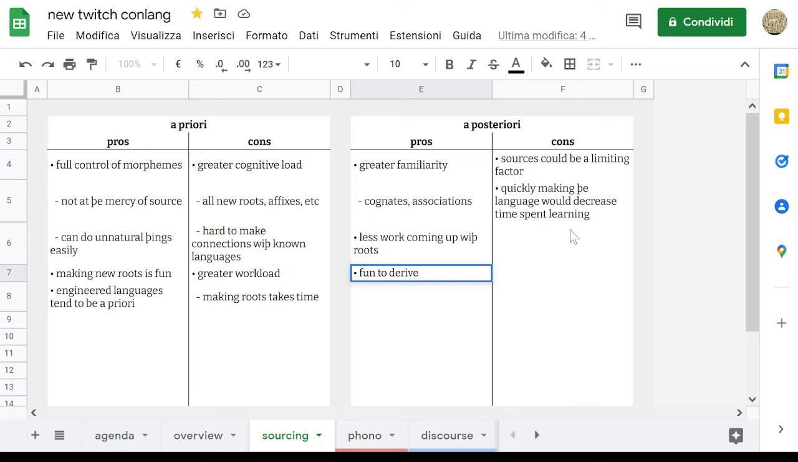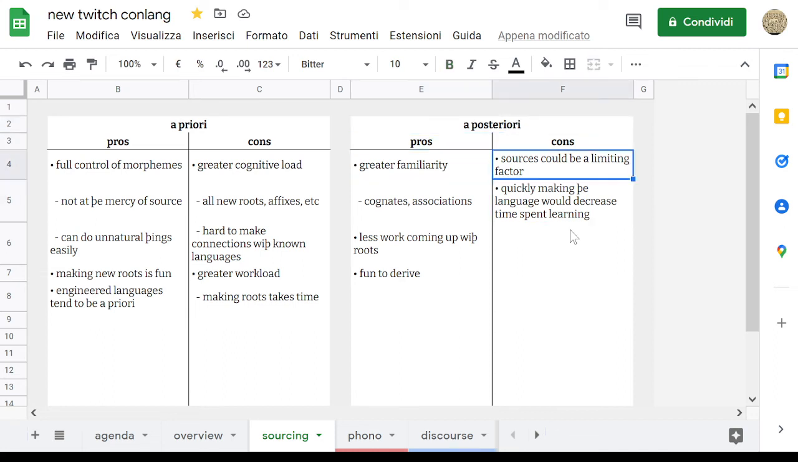And then there are, of course, the cons, which are basically the corollary to the pros of a priori. So the source languages could be limiting. Whereas a priori I'm not constrained by what my sources are, especially because it's engineered and I want to make specific distinctions that no natural language really makes very well, or at least none of the ones that I would be getting it from. So I could be limited by that.